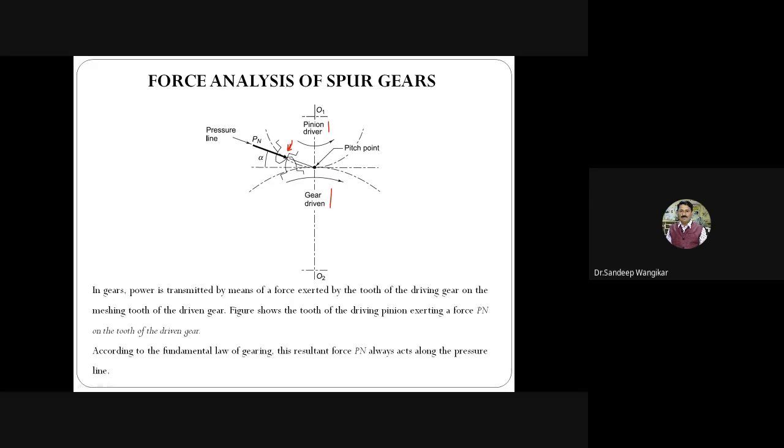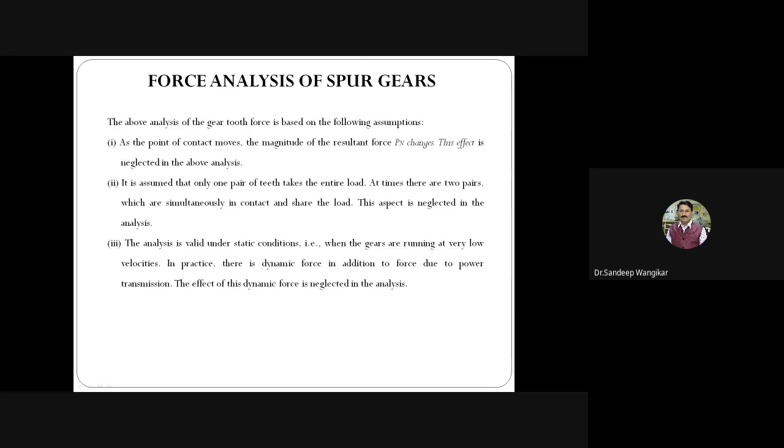It will exert a pressure in this direction on this particular tooth of the gear, and the power is transmitted. It is exerting a force Pn. It is the resultant force acting on the gear tooth. And according to the fundamental law of gearing, this Pn is always acting along the pressure line, where it makes an angle alpha, the pressure angle alpha. So this is the resultant force. This is the basic structure diagram.